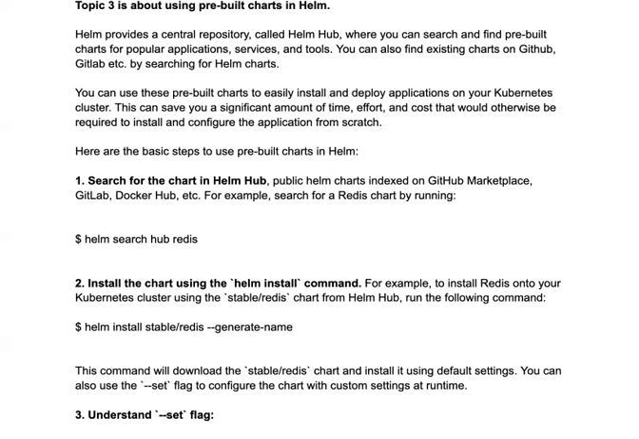Now, how can you search? What are the basic steps to use these pre-built charts in Helm? There are multiple ways you can use it. First, you can search for the chart using Helm Hub, which is basically public Helm charts indexed in GitHub Marketplace, GitLab, Docker Hub, etc. You can directly search Helm Hub by running helm search hub and the application name. Using this, you can get the required packages which you want to install.